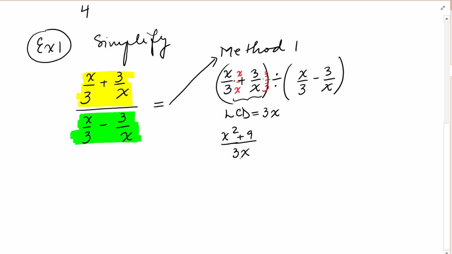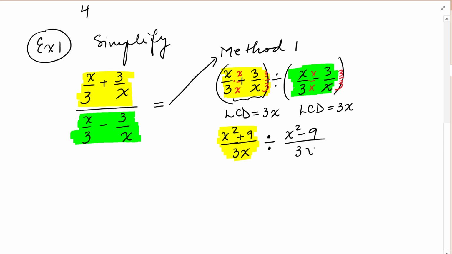So I can write everything as only one fraction. So this whole thing became just this fraction. Now let's take care of this one. Again, the least common denominator is 3x. So we'll multiply this one by x over x and this one by 3 over 3 to get the same denominator. So, divided by, and now x squared minus 9 over 3x. So our second parenthesis became just one fraction.